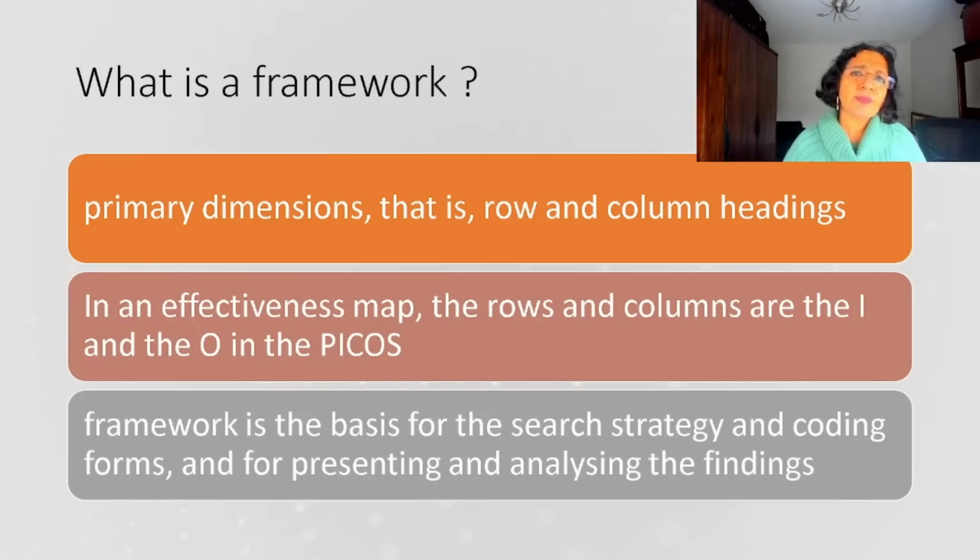What is a framework in this systematic map? It is a primary dimension, that is how the rows and columns are represented. In an effectiveness map, the rows and columns are the intervention and outcomes in the PICOS. Framework is the basis for the search strategy and coding forms and for presenting and analyzing the findings.